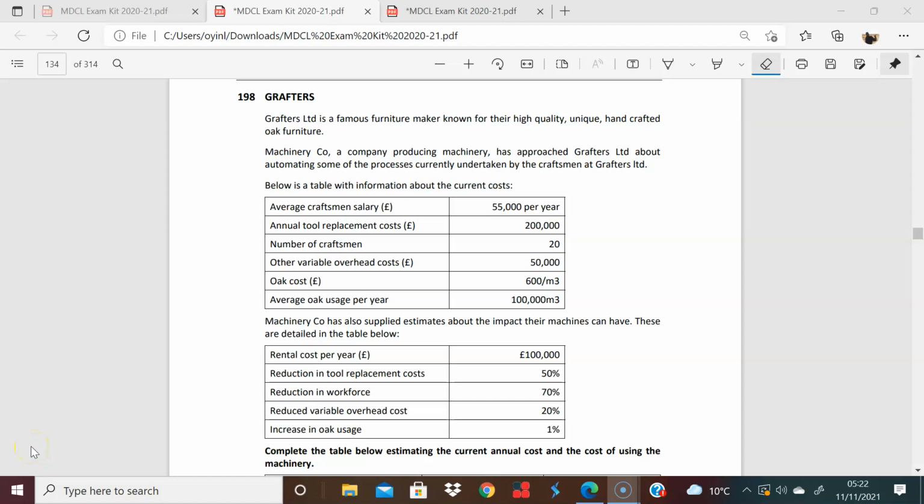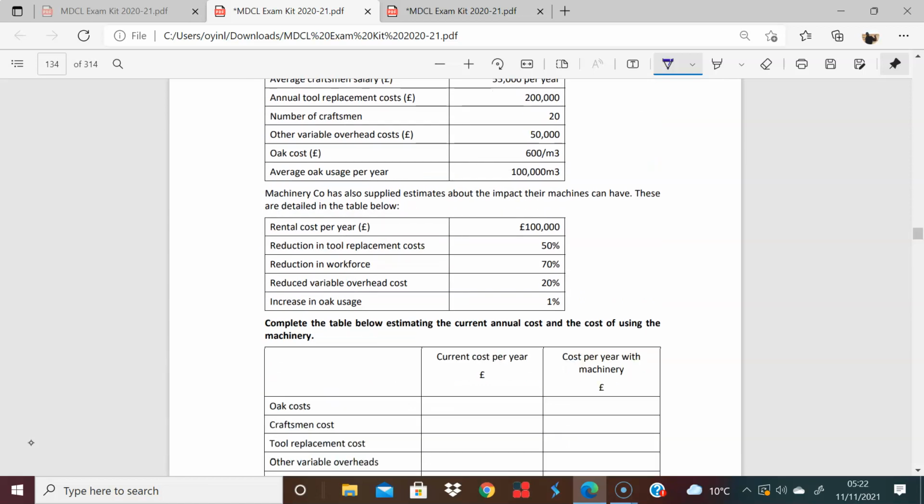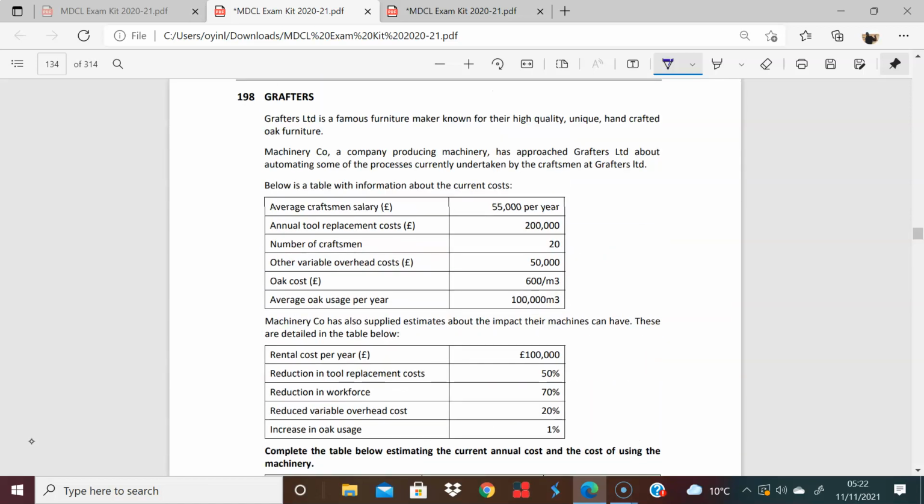Right, so let's talk about what's going on here. We're basically comparing: do we automate, or carry on? Let's see what the situation is. What we have to do first of all is calculate the current cost per year as we are.